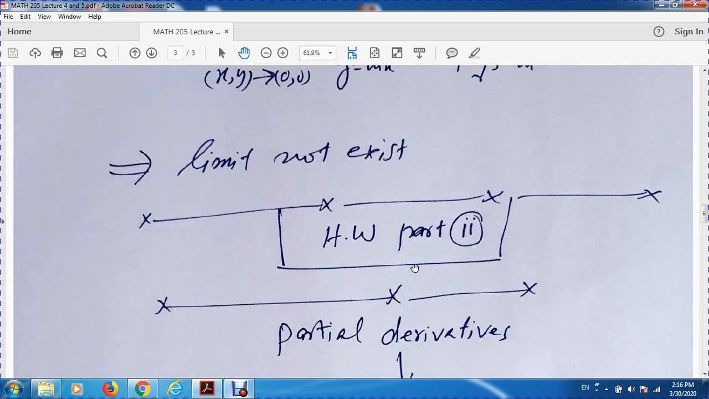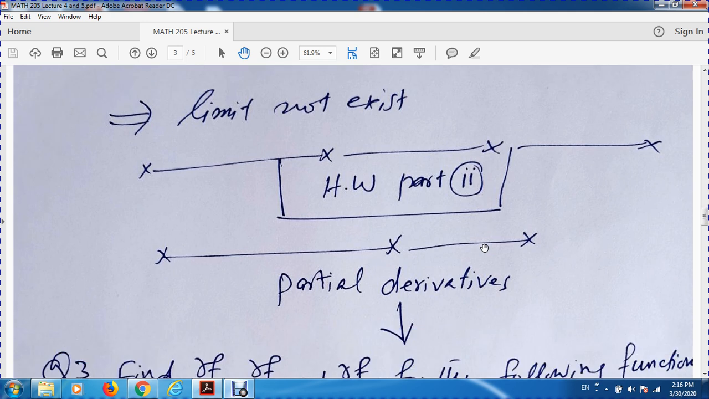Now your homework is part 2. I think you can solve this, it's not difficult. You can easily solve this.